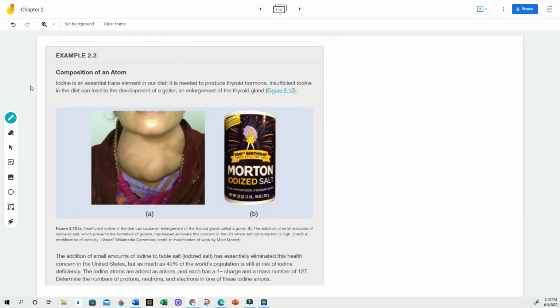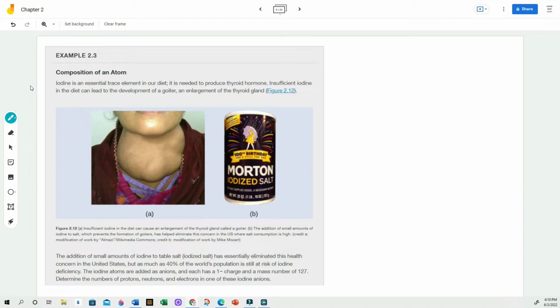Example 2.3, composition of an atom. Iodine is an essential trace element in our diet. It is needed to produce thyroid hormone. Insufficient iodine in the diet can lead to the development of a goiter, an enlargement of the thyroid gland. And they give us a nice picture of a goiter and iodized salt.